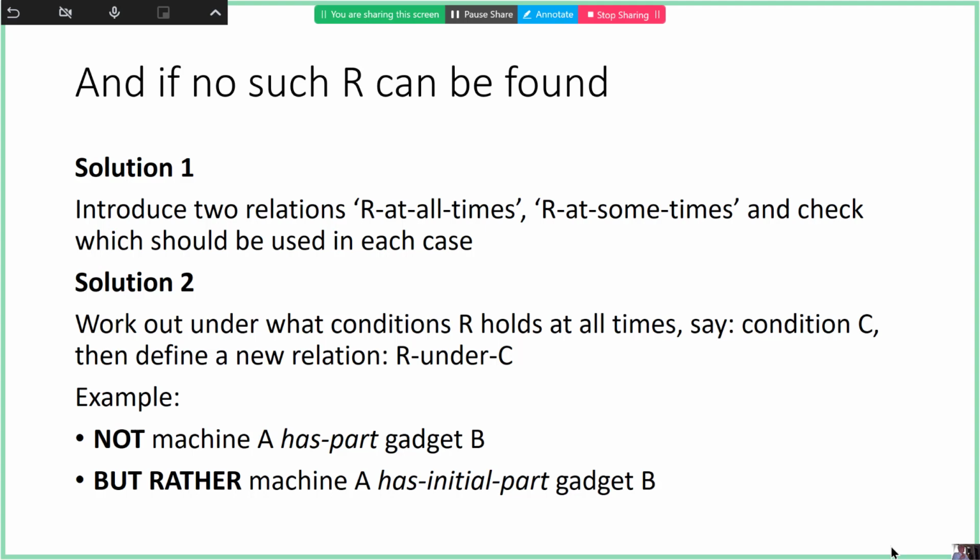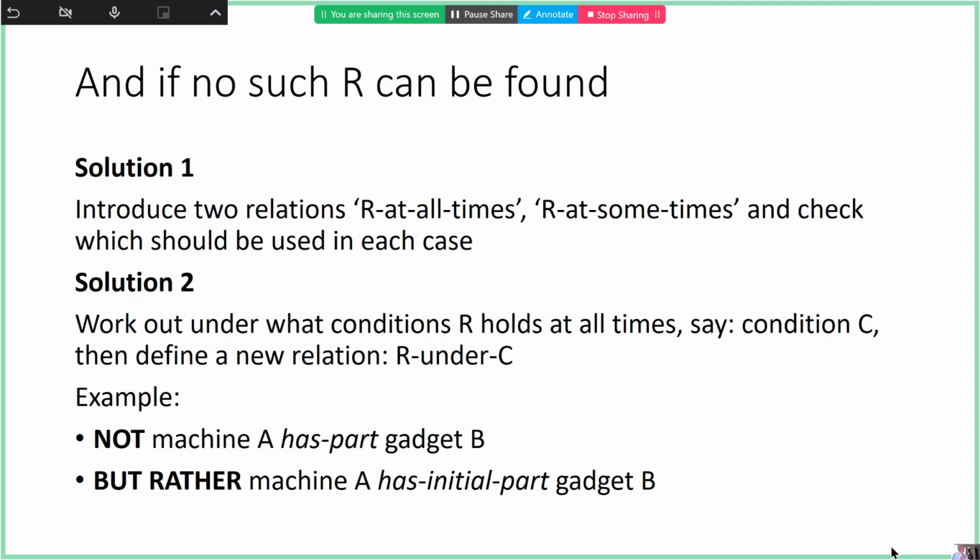We just need to work out what the conditions are. So we will be the first group to test how powerful the R at all times, R at sometimes approach can be. But we don't have any choice. This is the only documented, proven way of using OWL to talk about continuants.